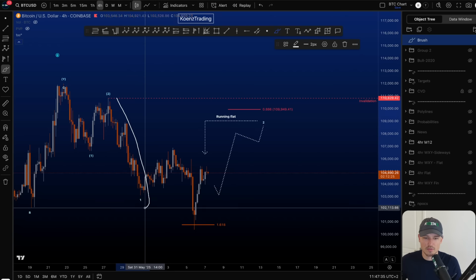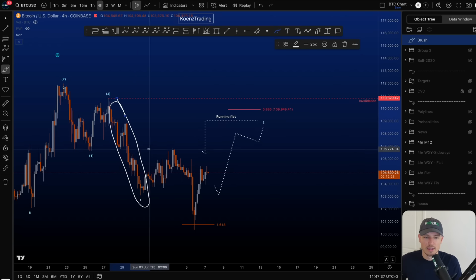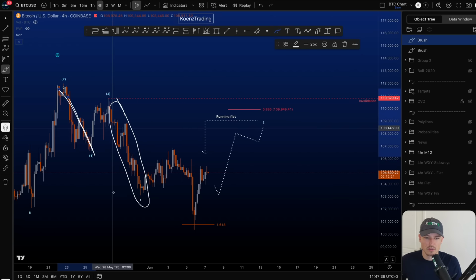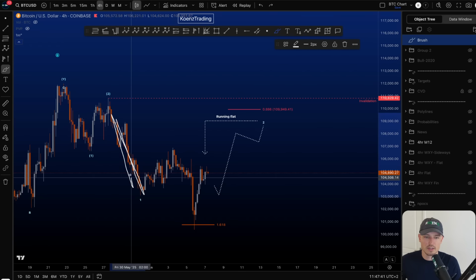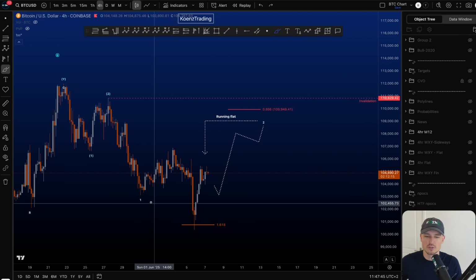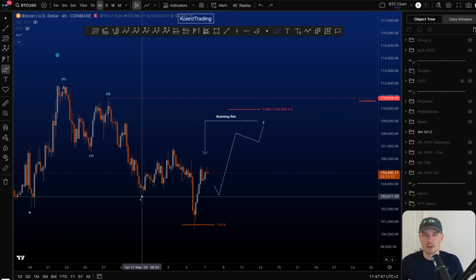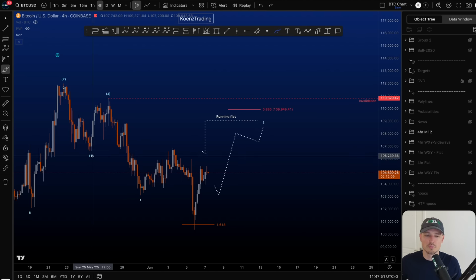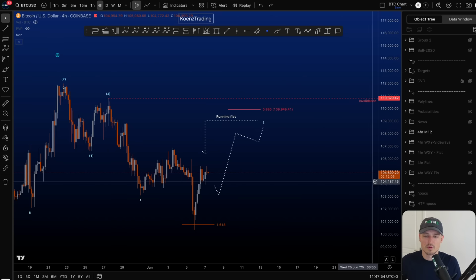Now, your second wave 1 here is bigger than your first wave 1, both in time and price. Again, not an invalidation, but preferably in a multi-1-2, your second wave 1 and your second wave 2 are a little bit shorter in time and price compared to your higher degree wave 1 and wave 2.